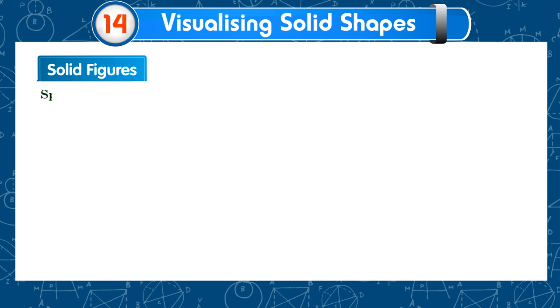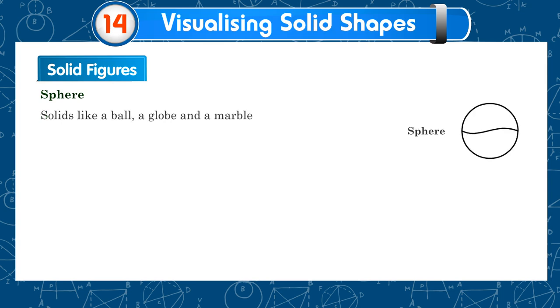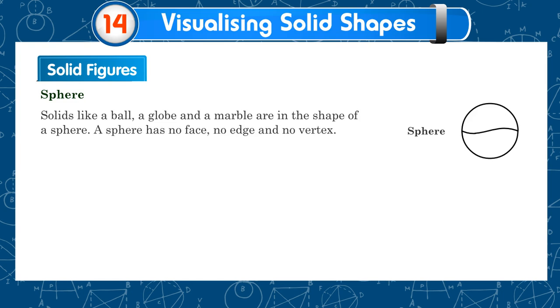Sphere. Solids like a ball, a globe, and a marble are in the shape of a sphere. A sphere has no face, no edge, and no vertex. It has only a curved surface.